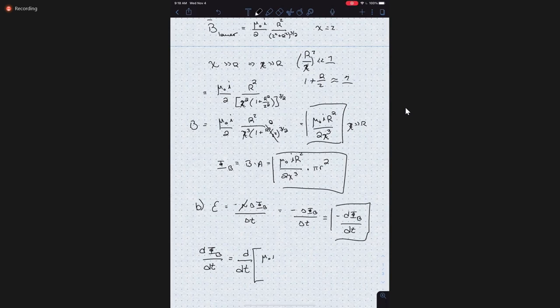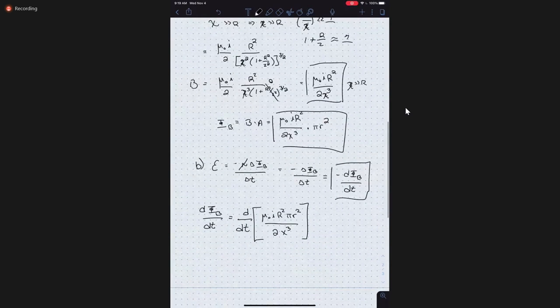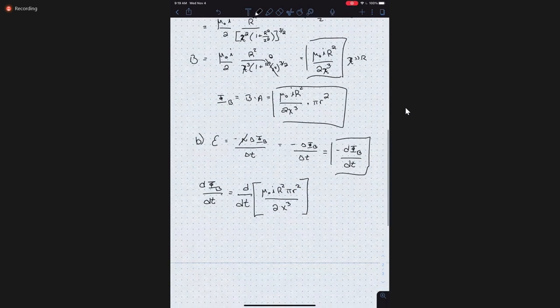Mu naught I R squared pi little r squared all over 2x cubed. So for all of these things, x is the only thing not constant in time. The current is not changing. Mu naught doesn't change, that's just a constant. Big R and little r don't change, they're the radii of the loops. So these can all be brought out: mu naught pi I R squared little r squared over 2, and we have d over dt of 1 over x cubed.